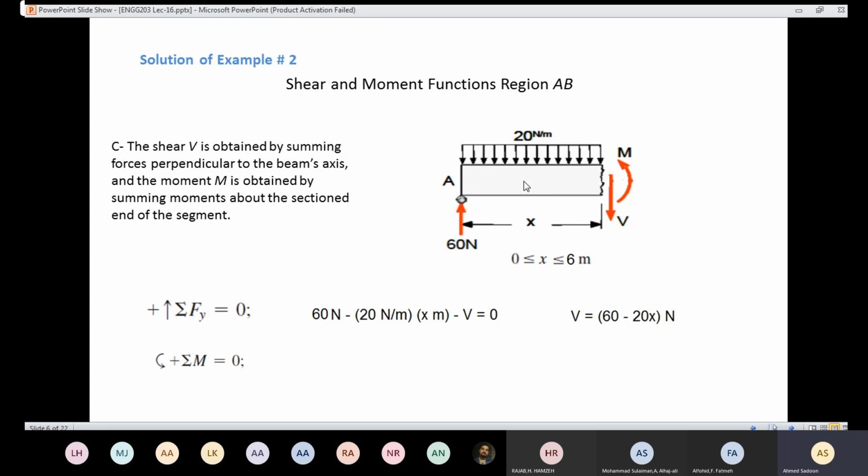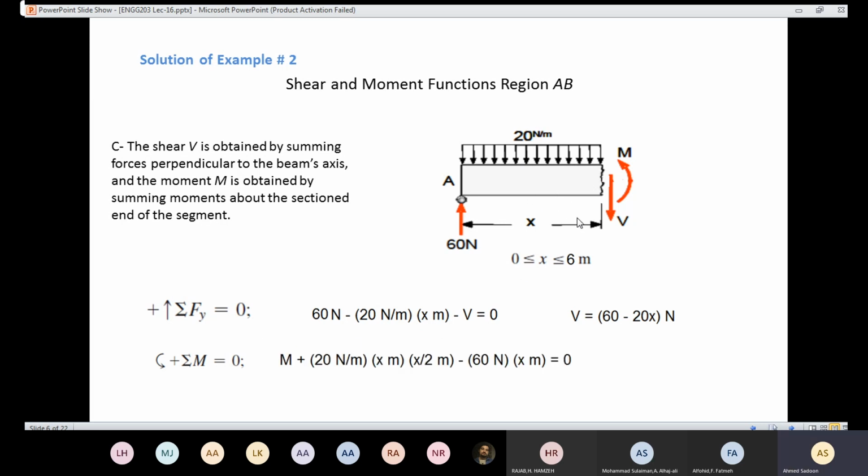Now I have 20 times x, and of course, the location is going to be in the middle of x, which means that the distance here is going to be x over 2, and the distance here also is going to be x over 2. So first, I need to convert it to a single resultant force. It is going to be located exactly at the middle, and then I'm going to multiply by the perpendicular distance in order to know the moment.